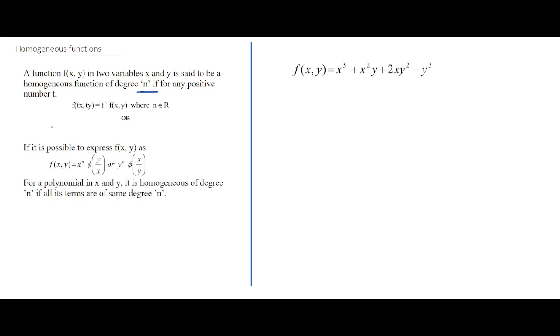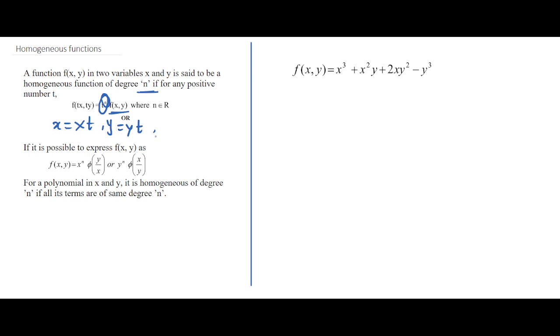n, then if we substitute x as xt and y as yt, or x as tx and y as ty, and if we are able to get t raised to n times f of x, y, then that function is called a homogeneous function with degree n. So here the power of t gives the degree of the corresponding function.